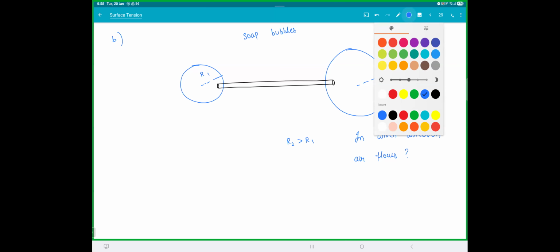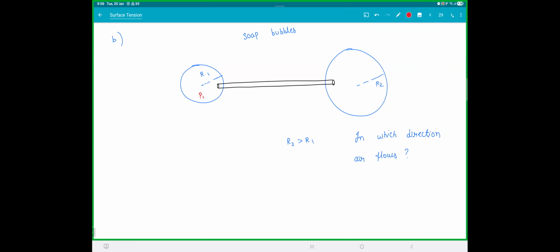Again, straightforward. Air always flows from high pressure to low pressure. This is P1, this is P2. So P1 is P naught plus 4s by R1, and your radius is smaller. P2 is P naught plus 4s by R2. Since R2 is greater than R1, P2 is less than P1.